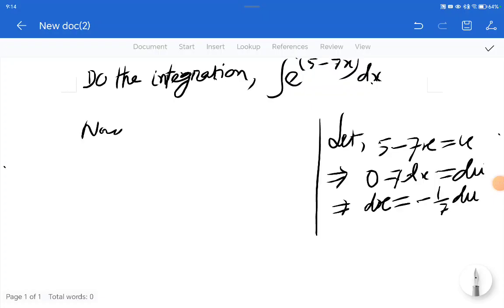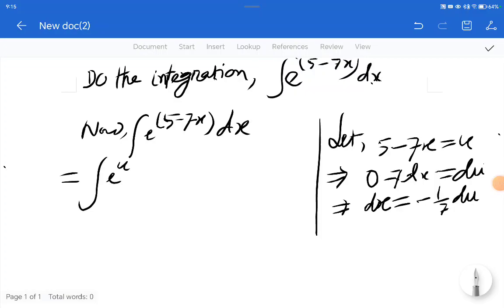Now integration e to the power 5 minus 7x dx equals, now we can write integration e to the power u times minus 1 divided by 7 du.